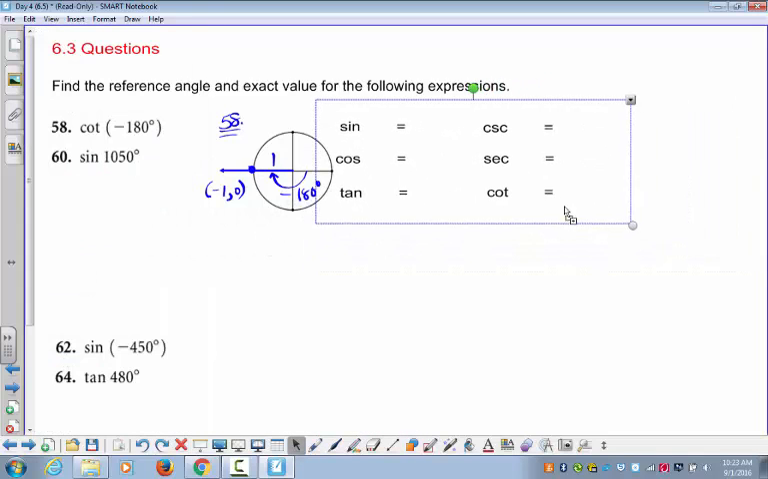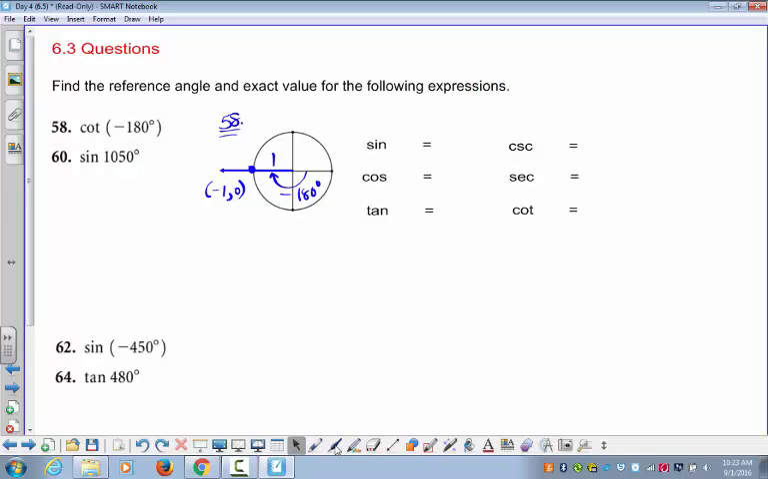For -180, we haven't seen a lot of quadrantal angle problems, so I think it's helpful to do them all right now. Sine of -180, what would that be? 0. Does anyone disagree with sine of -180 being 0? Good. No disagreement. That means you all agree. 100%. Crystal clear.